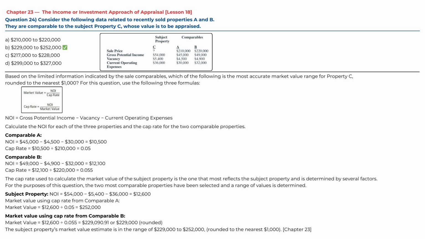Market value using cap rate from comparable A. Market value equals $12,600 divided by 0.05 equals $252,000. Market value using cap rate from comparable B. Market value equals $12,600 divided by 0.055 equals $229,090.91, or $229,000, rounded. The subject property's market value estimate is in the range of $229,000 to $252,000, rounded to the nearest $1,000.